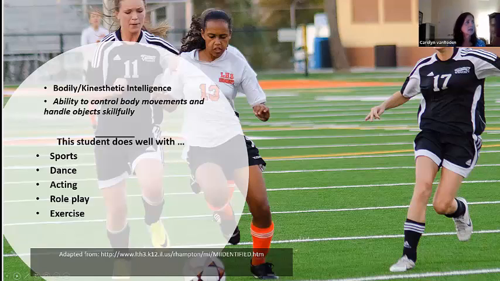Bodily kinesthetic. Our students do well with sports and dance, acting and role playing. Having students do, I've always done this in the past. I do skits with the students, and I actually did this online with them. And I was really impressed. I said, I need a couple volunteers to role play. And that's kind of hard when you're in distance like this. They did a nice job with it.